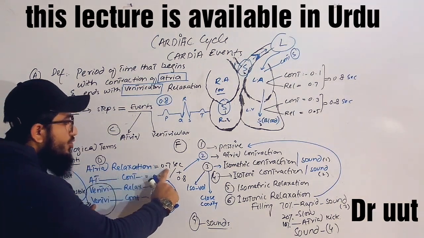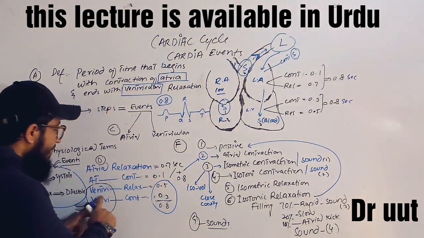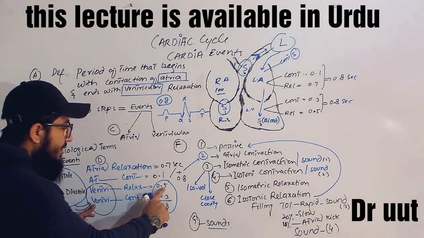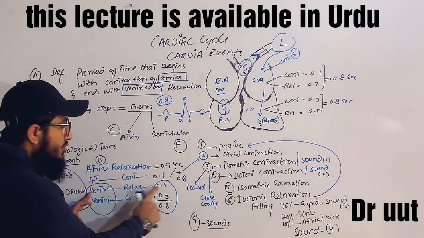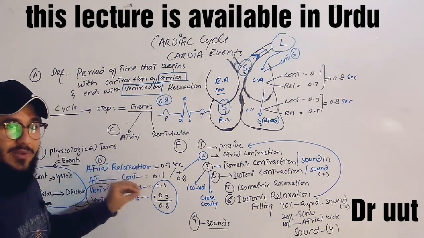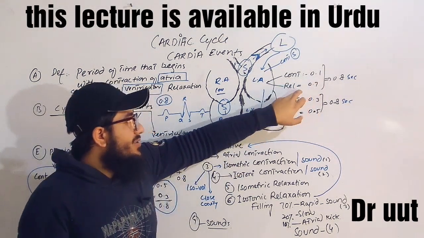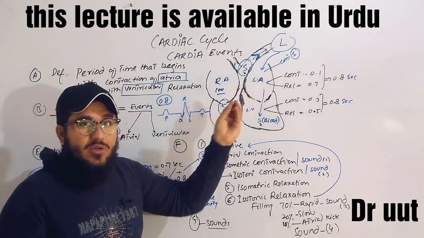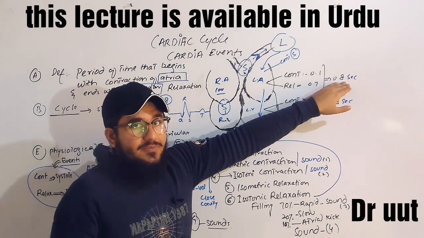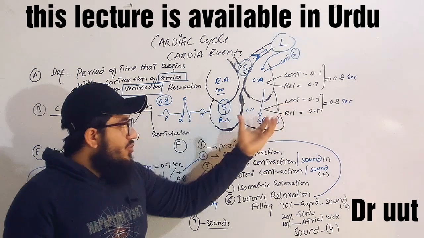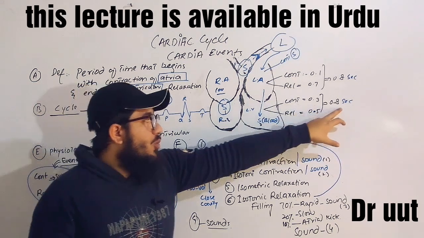Atrial relaxation takes about 0.7 second, and atrial contraction takes about 0.1 second, and ventricular contraction takes about 0.3 second, whereas ventricular relaxation takes about 0.5 second. When you sum them together, the ventricle as a whole contracts and relaxes within 0.8 second. And again, the ventricular contraction happens, 0.3 to 0.5, within 0.8 seconds.